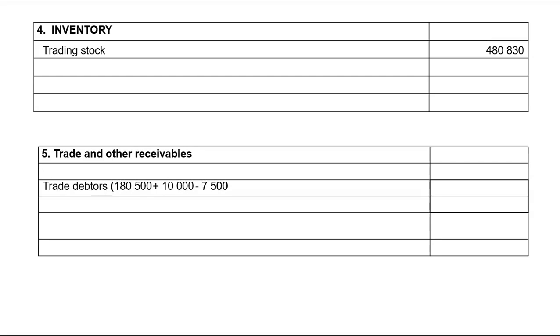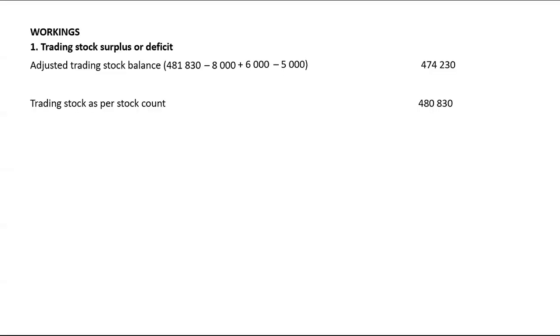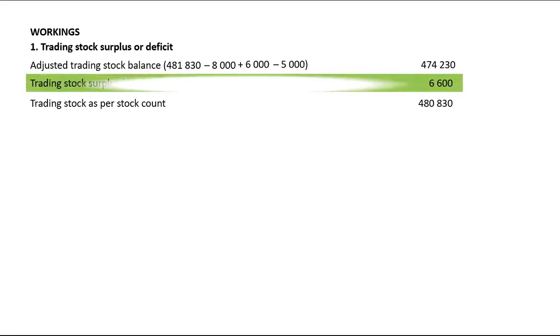And how do we adjust it? It is lower than the one that was counted, so we need to take it up. When we take it up, we debit trading stock. But because we're taking it up, it means that we are realizing income, and that income we will call trading stock surplus. This is extra stock that we didn't expect. So we debit trading stock, we credit trading stock surplus, which is just income.